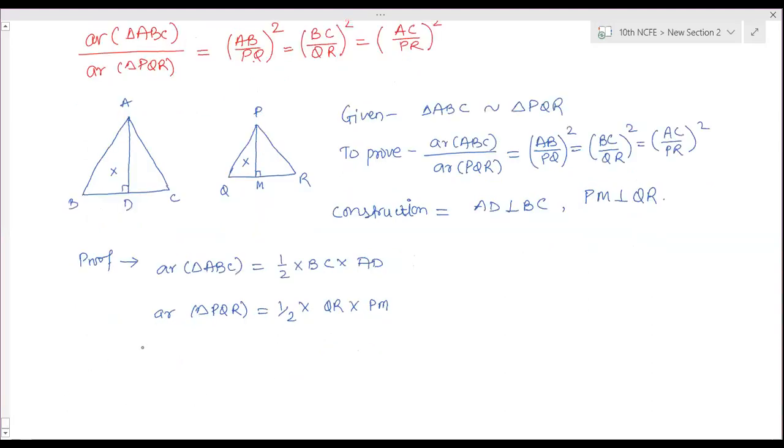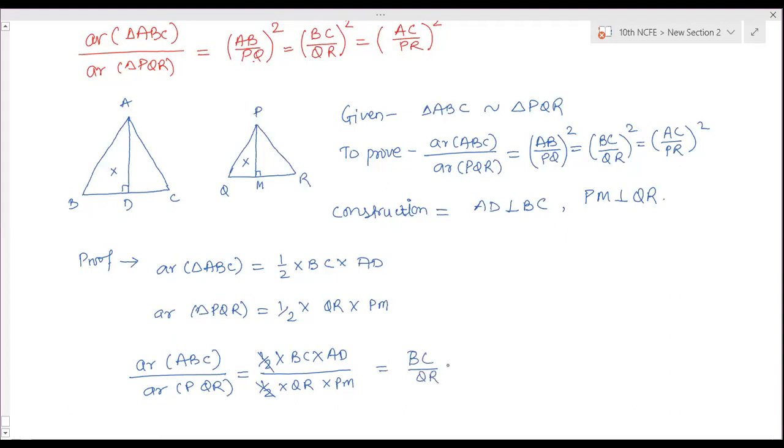When we take the ratio, area of ABC by area of PQR is equal to half into BC into AD by half into QR into PM. So this half gets cancelled. So we will get the ratio as BC by QR into AD by PM. This is equation 1.